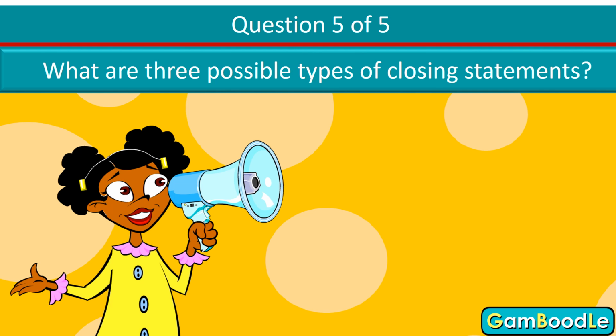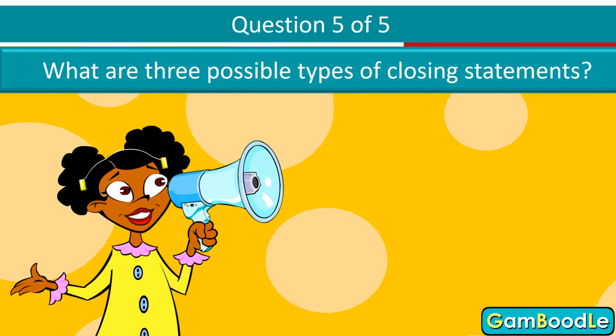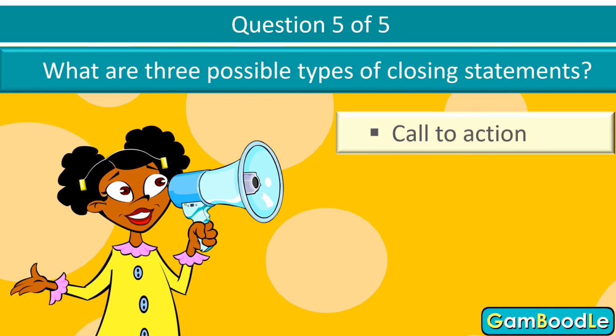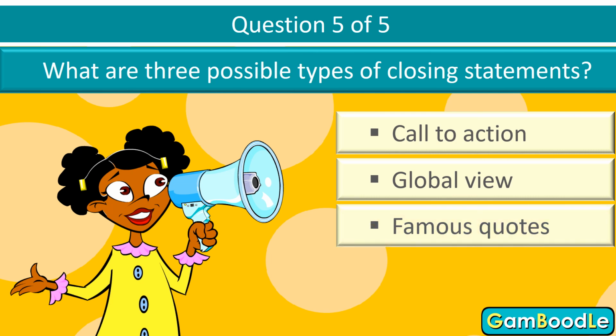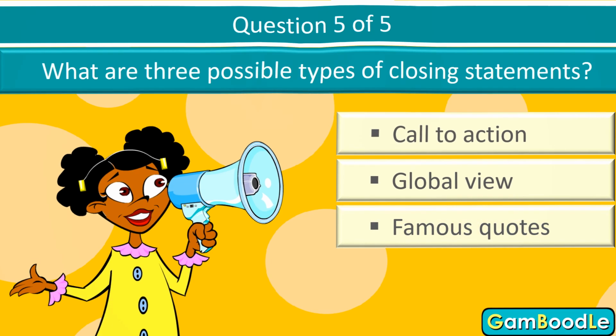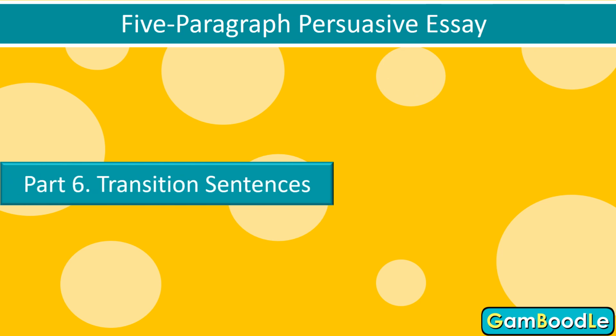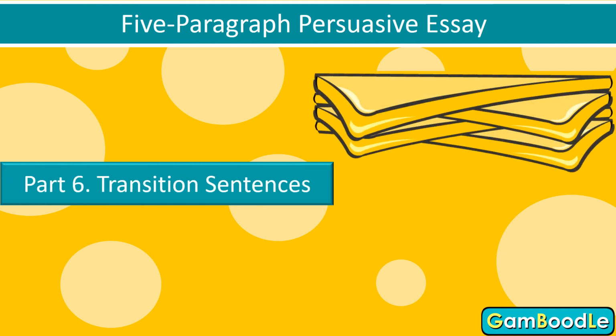Question 5. What are 3 possible types of closing statements? One type of closing statement is a call to action. Another option is to take a broader or global view. Famous quotes are yet another type of closing statement. In Part 6, we will look at how to use transition sentences in a persuasive essay.